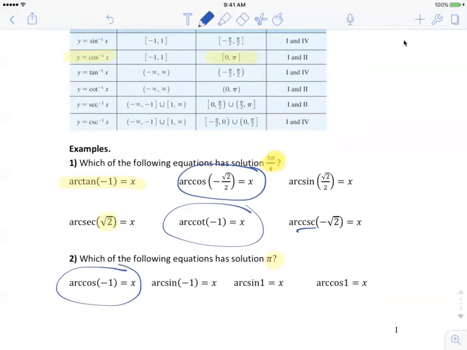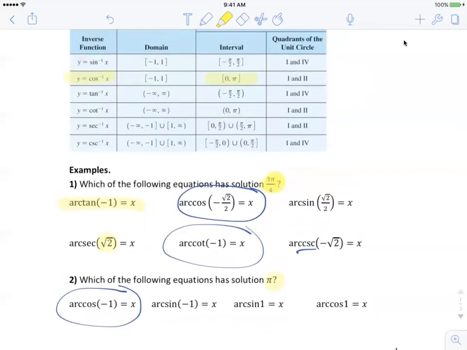Arc sine, well, if I look at arc sine, my interval is here. It does not contain pi, so it cannot be a solution. So that eliminates both of the sines. Those middle two are wrong. How about this last one, arc cosine of 1? Well, if it's positive, it's going to be in quadrant 1, and pi is not in quadrant 1, so that cannot be a solution.